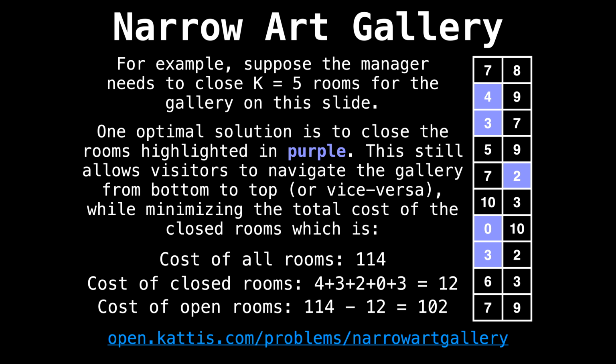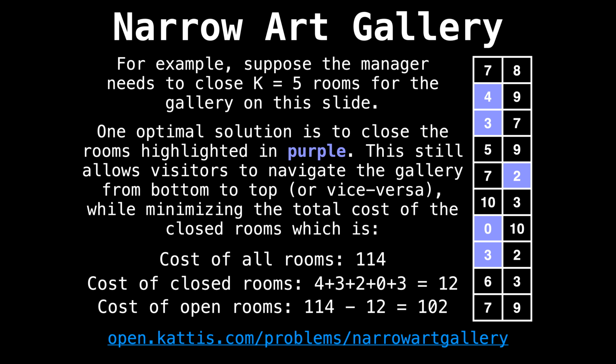Let's have a look at an example. Suppose we're dealing with the gallery on the right and the manager needs to close K equals 5 rooms due to staffing cuts. One optimal solution is to close all the rooms highlighted in purple. This still allows visitors to navigate the gallery from bottom to top while maximizing the total cost of all open rooms, which for this gallery is 102.